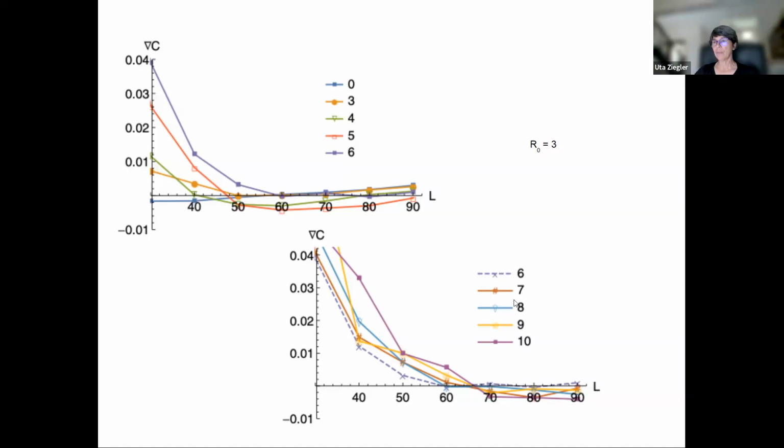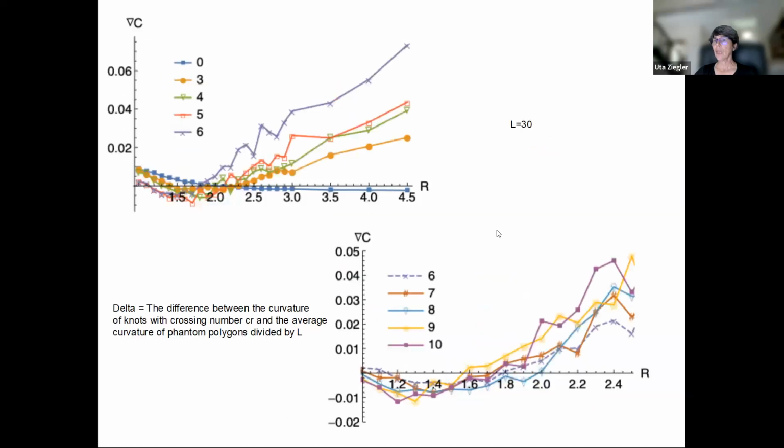Now, if it only happened here, we might be suspicious to what extent that is just a byproduct of our generation of knots. But if we do the same thing for the radius of confinement, where you expect more complex knots to be, where all of a sudden the delta curvature of the less complex knots increases again, we see the same picture here.